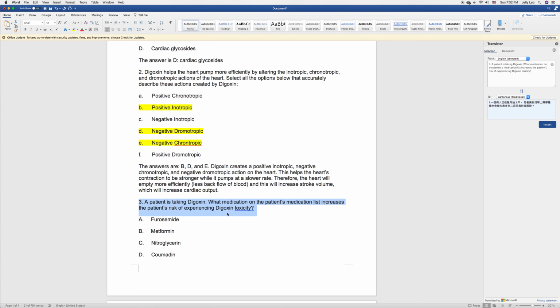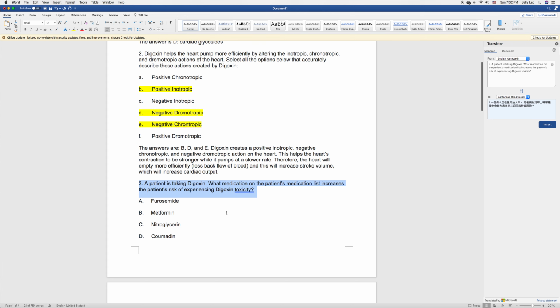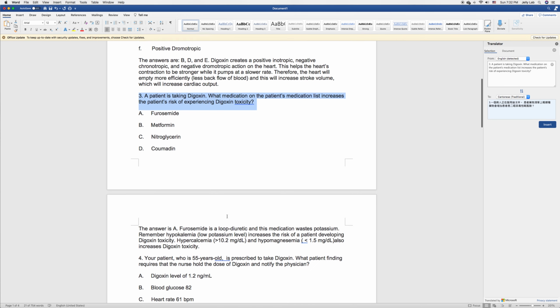3. A patient is taking digoxin. What medication on the patient's medication list increases the patient's risk of experiencing digoxin toxicity?